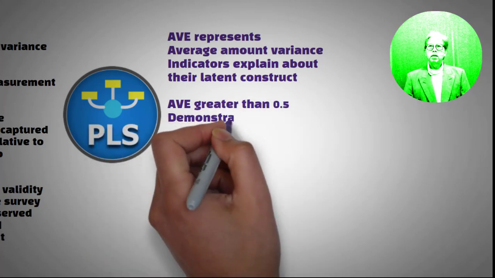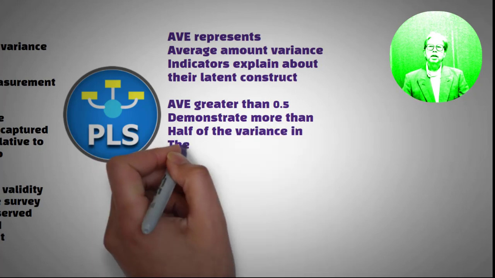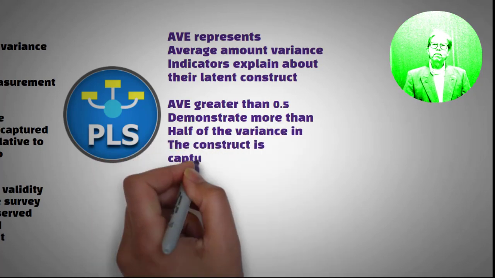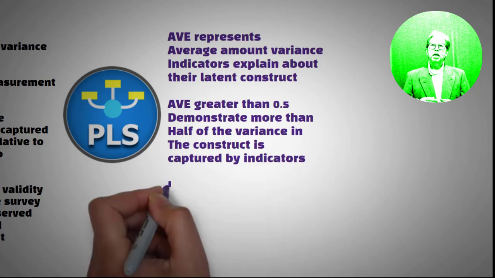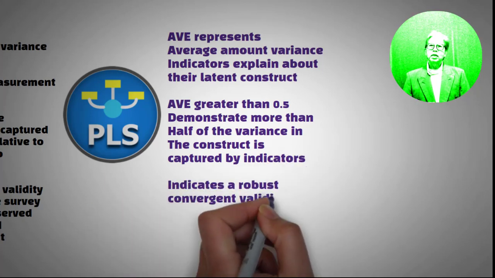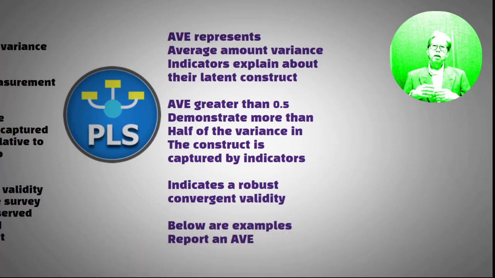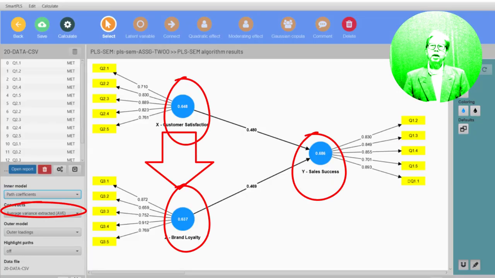The AVE should be greater than 0.5 to demonstrate that more than half of the variance in the construct is captured by its indicators. This indicates robust convergent validity. Below are examples of how to report an AVE in your dissertations.